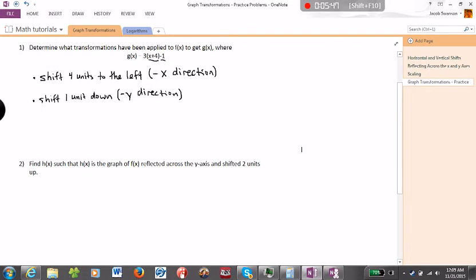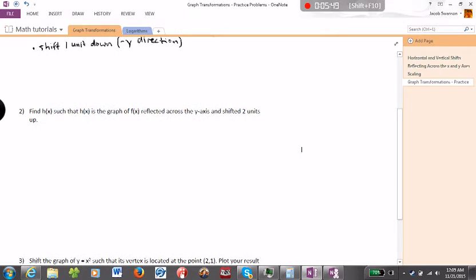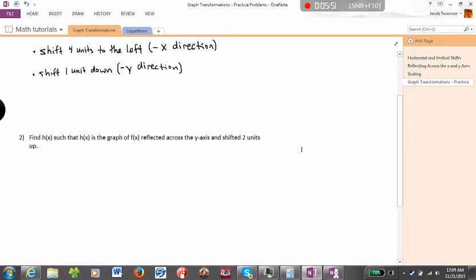Alright, so for part 2, we need to find h of x such that h of x is the graph of f of x reflected across the y-axis, and shifted 2 units up. So the first thing we should do is probably write down f of x just as a reminder. f of x is equal to 3x. So now I have to do some things to 3x to satisfy these two conditions.